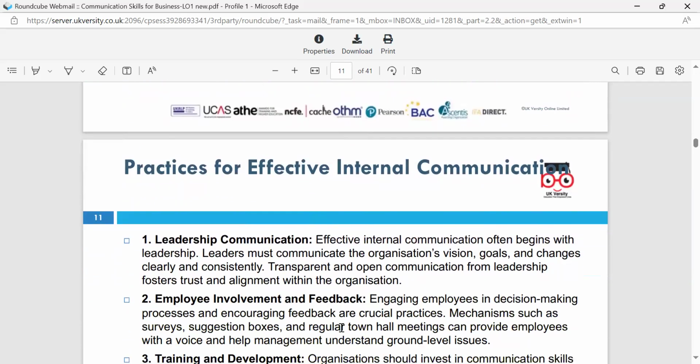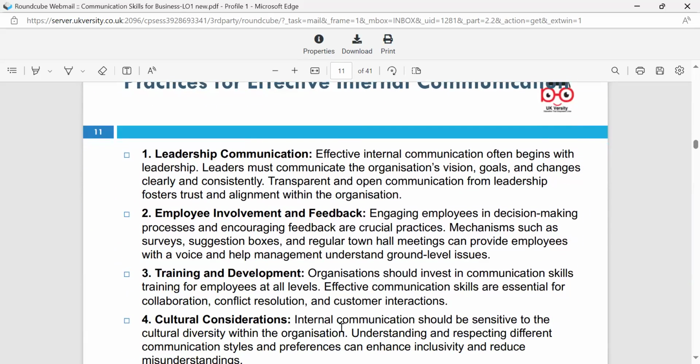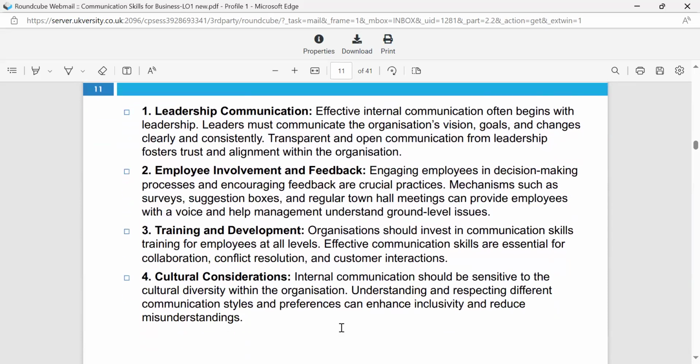Practices for effective internal communication. So you've got leadership communication. Effective internal communication often begins with the leadership, which is the leaders on top. They communicate their goals, their vision and changes, and consistency, transparency and open leadership foster trust and alignment. Employee involvement and feedback.